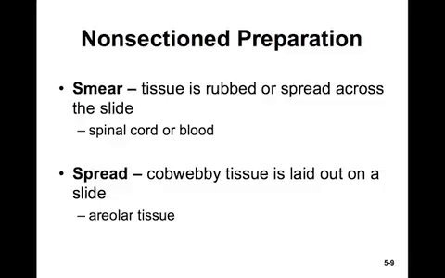There are also non-section preparations, things like a smear, which is when a tissue is rubbed or spread across the slide. For example, in blood, we'll do a smear to examine the content. There's also a spread, which is when we have cobwebby tissue and it's kind of spread out and laid across a slide. The areolar tissue would be a great example of how we would use a spread. So now we've had an introduction to the study of tissues. Now let's move on to look specifically at epithelial tissues.